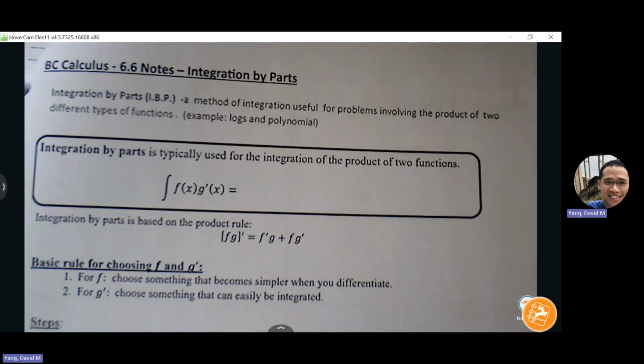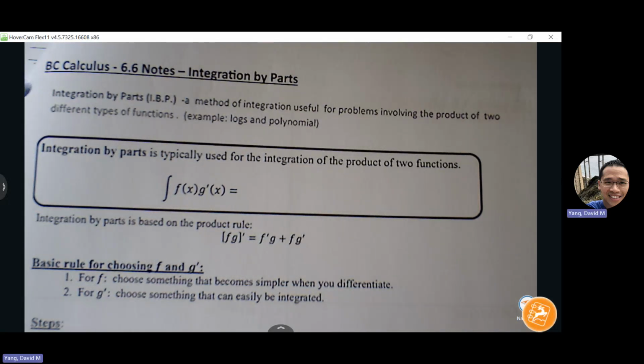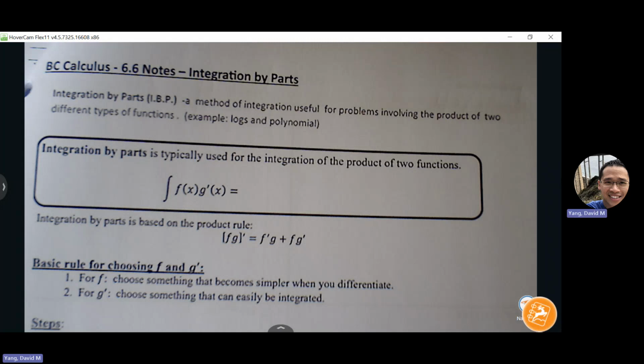Okay, so integration by parts is a method of integration useful for problems involving the product of two different types of functions. So for instance, if I have logs and polynomials being multiplied together, or polynomial and trig functions put together, because a lot of times, if you have two different families of functions, substitution is not going to quite allow you to get everything cleaned up. So the giveaway with these integration rules is if you see two different families of functions being multiplied together, that's an indication that we may need to apply integration by parts.